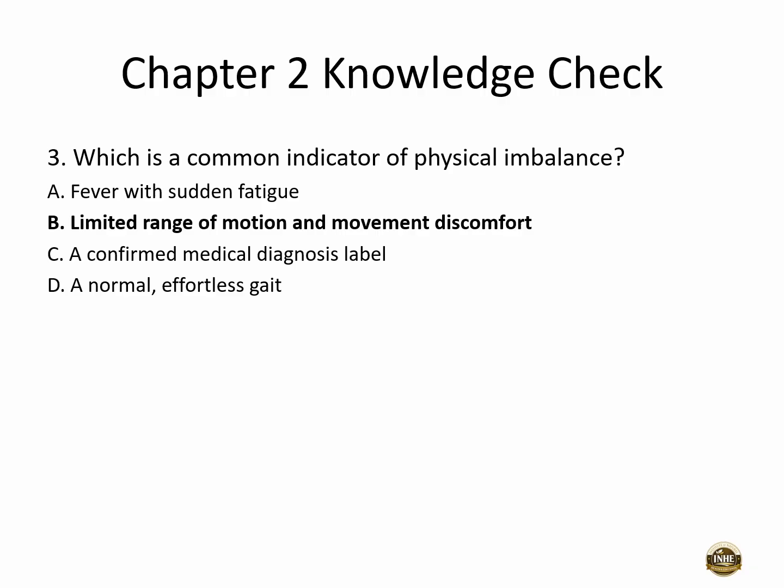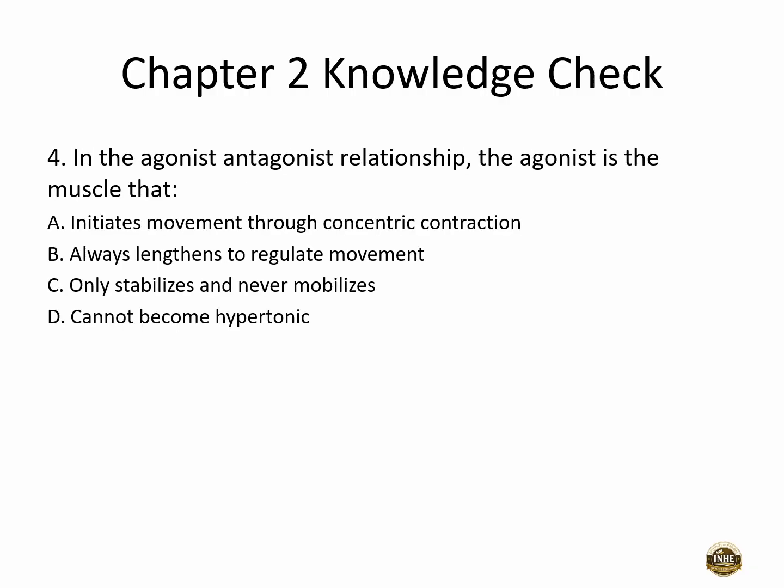Question number 4. In the agonist-antagonist relationship, the agonist is the muscle that A. Initiates movement through concentric contraction. B. Always lengthens to regulate movement. C. Only stabilizes and never mobilizes. D. Cannot become hypertonic. Take a moment to reflect on your answer. The correct answer is A. Initiates movement through concentric contraction.